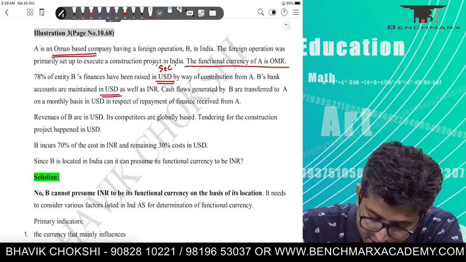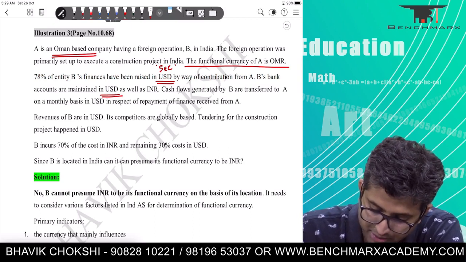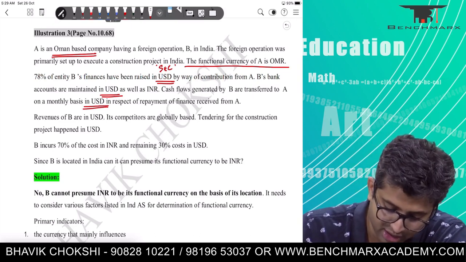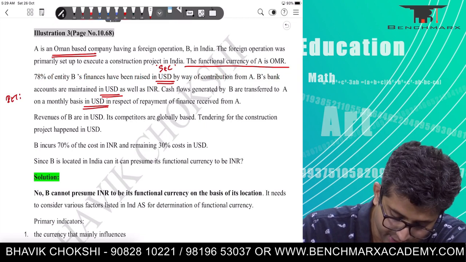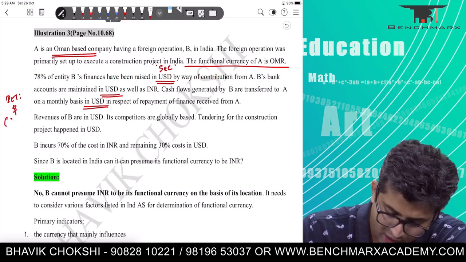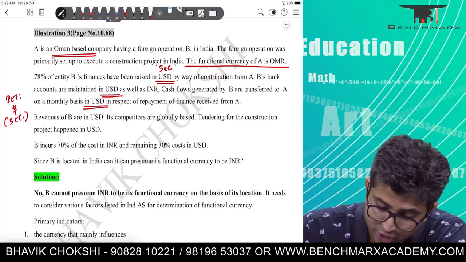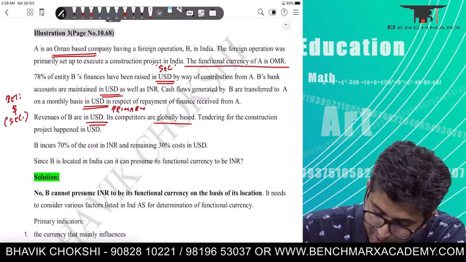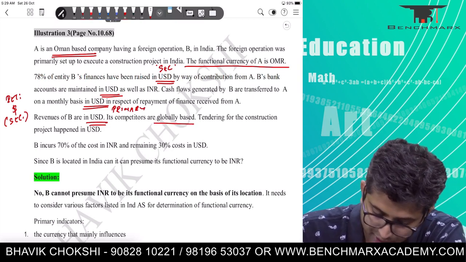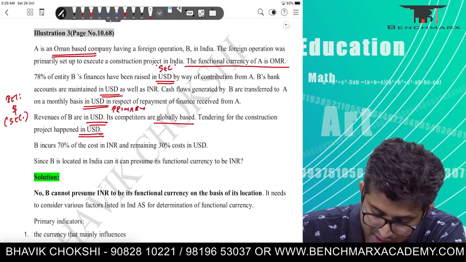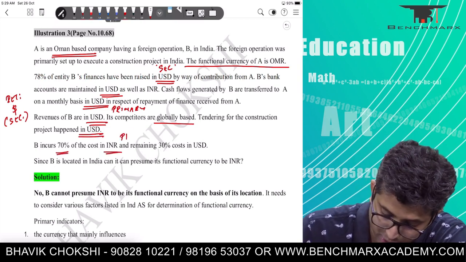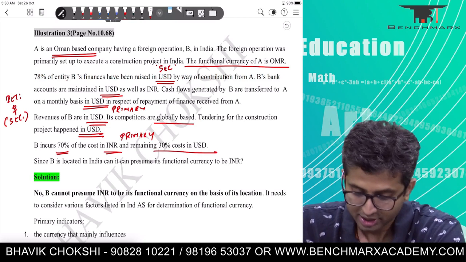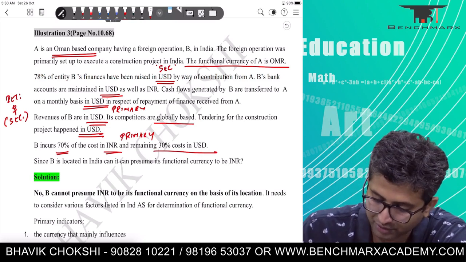B's accounts are maintained in USD as well as in INR. Cash flows generated by B are transferred to A on a monthly basis in USD in respect of repayment of finance. So it appears that the amounts are also retained largely in dollars. This is also a secondary factor, not a primary factor. Revenues of B are in USD. Okay, so this is a primary factor. Its competitors are globally based. Tendering for the construction also happened in USD. We incur 70% of the cost in INR. So this is also a primary factor, and there appears to be some conflict, and the remaining 30% is in USD. Since B is located in India, can it presume the functional currency to be INR?